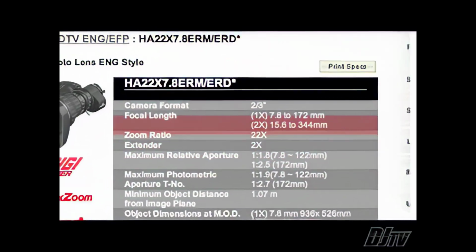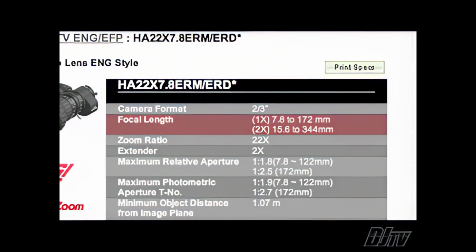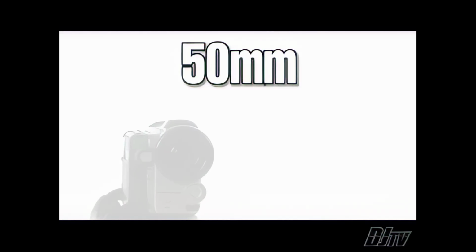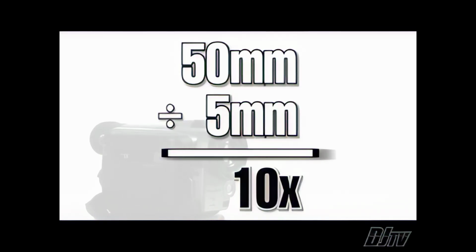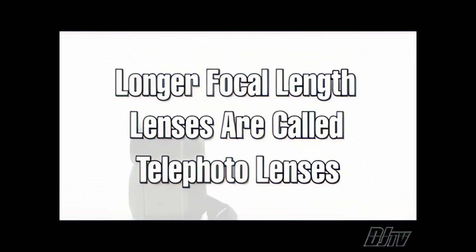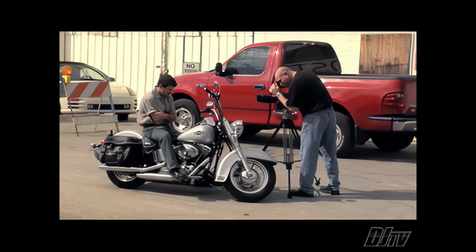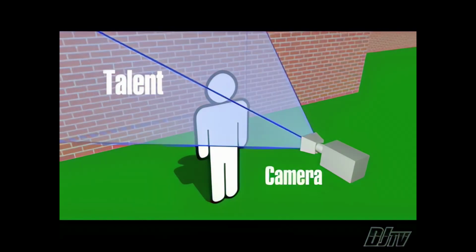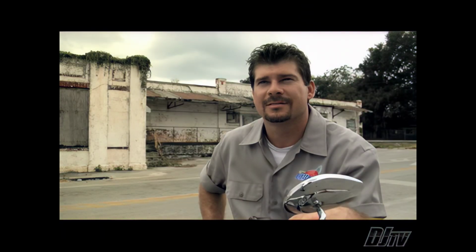The focal length of a lens is listed in the specifications for a camcorder or lens and is measured in millimeters. For example, let's say we have a smallish camcorder lens here that has a focal length listed as 5 to 50 millimeters. If we divide 50 millimeters by 5, we get 10, which is, not coincidentally, the optical zoom power of this lens, 10x. Longer focal length lenses are called telephoto lenses. The minimum focal length is the shortest you can go and gives you the widest field of view.